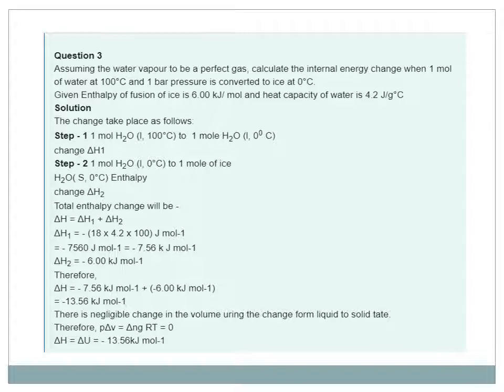13.56 kilojoule per mole. There is negligible change in volume during the change from liquid to solid state. So P delta V is equal to delta Ng RT is equal to 0. So delta H is equal to delta U and is equal to minus 13.56 kilojoule per mole.